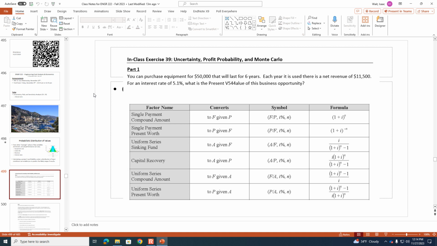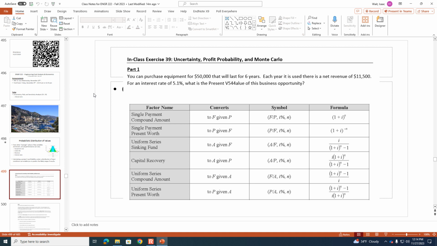Okay, I've got the solution here on the whiteboard, and so the first cost is already at the present, that $50,000 purchase price. And what we need to discount is the annual series of $11,500 in net revenue each year. So that's the revenue minus those years' operating costs. So we want to find what's the present value of 6 payments of $11,500. So find P given A where the interest rate is 5.1%, N equals 6.